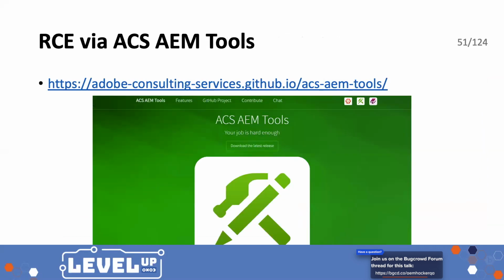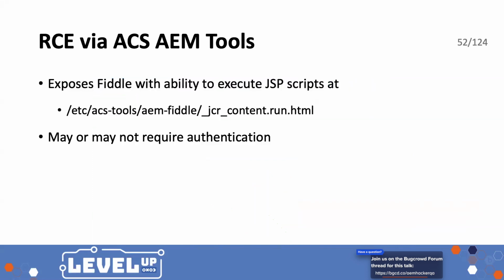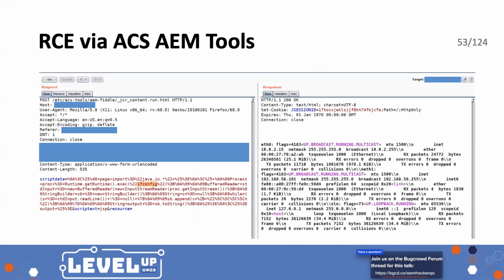The second example is the ACS AEM Tools bundle. It exposes a fiddle that allows you to execute scripts of different formats, including GSP. It may or may not require authentication. Here is an example of how you can execute GSP scripts using a fiddle.